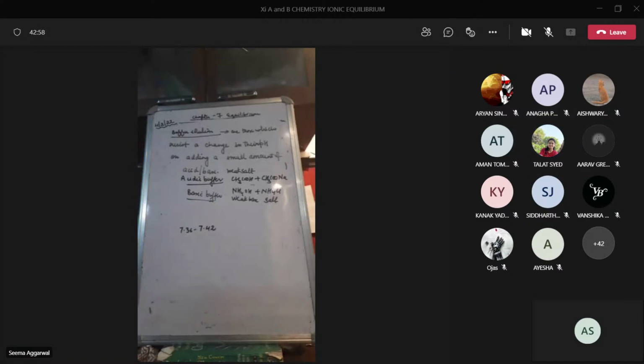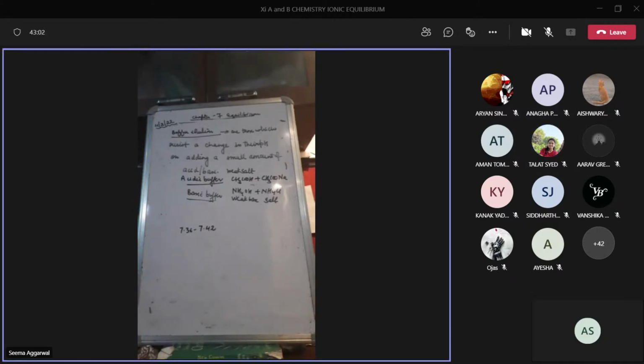Can you tell acidic and basic buffer? Yes, an acidic buffer consists of a weak acid and its salt. It means its pH will be less than 7. And a basic buffer means a weak base and its salt, so pH is more than 7. How they act, this we are not going to do. This is beyond our scope.